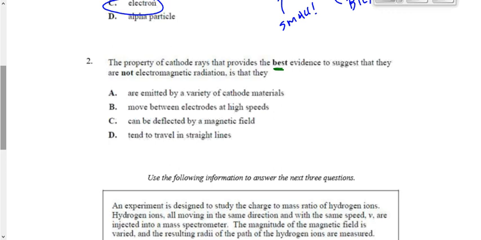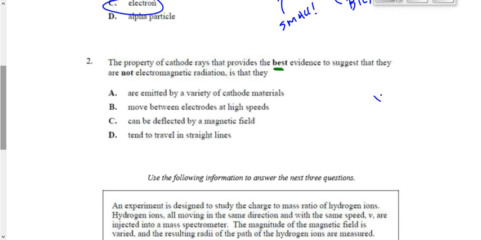Whenever I see this, it kind of scares me because it makes me start thinking like, oh man, there's going to be like 4 answers that are all pretty good, but one of them is better. And this one works pretty good, actually. I wouldn't worry so much about that in this question. What is it that provides the best evidence to suggest that these cathode rays are not EMR? How did Thomson realize that they were charged particles? Not subatomic charged particles, but just charged particles.